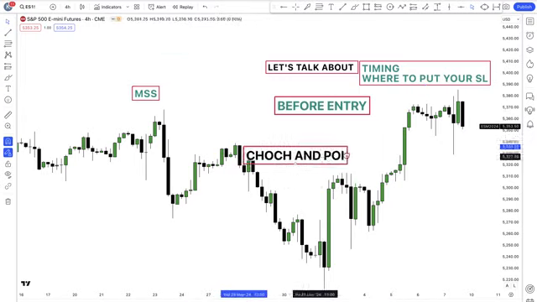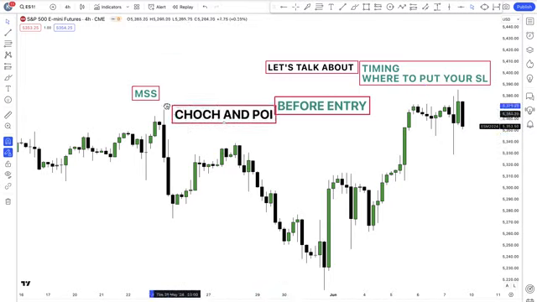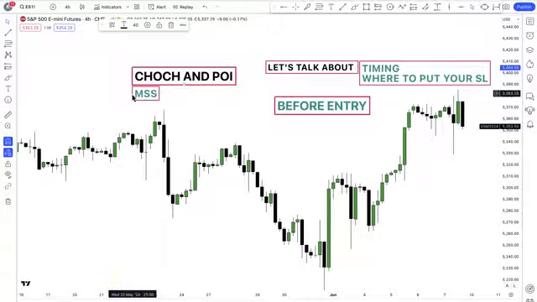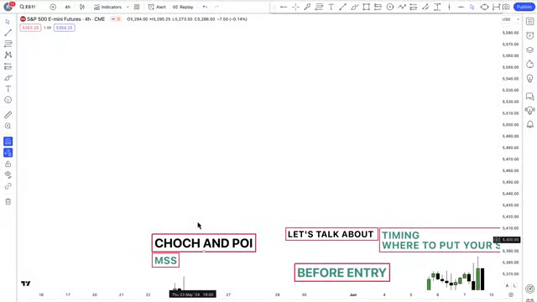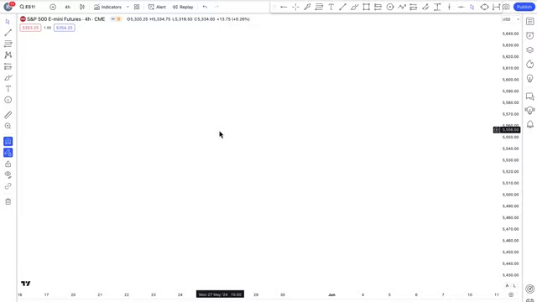So we have this thing called change of character. In other words, we call it market structure shift. And then this thing called point of interest. Of course, this is not encapsulating everything about ICT concepts or smart money. But let's talk about these two powerful things that you need as a final confirmation before taking an entry. So let's look at what exactly is market structure shift, or what we call change of character.